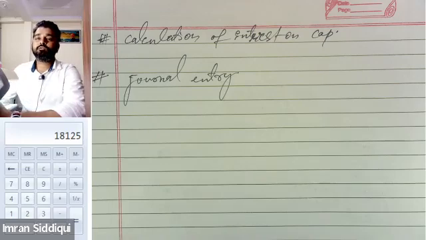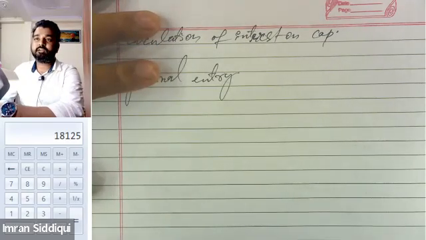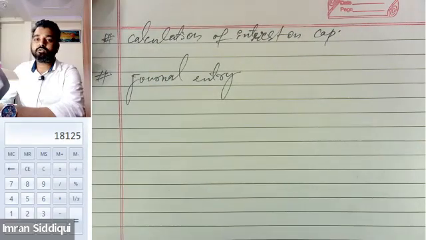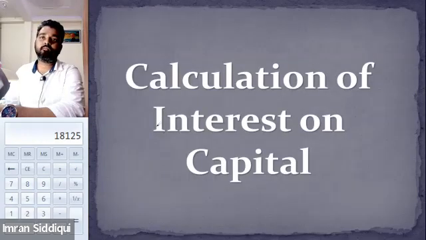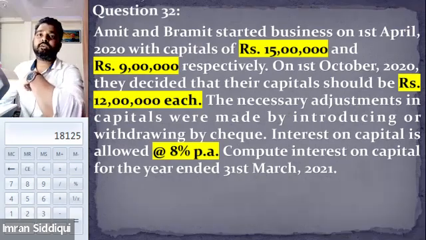So in order to understand this, let's continue with a question. We will try to understand the calculation of the interest on capital as well as the journal entry that we are required to pass for the interest on capital. So we will understand both these things through a question. Let's start with question number 32. I want everyone to read this question.